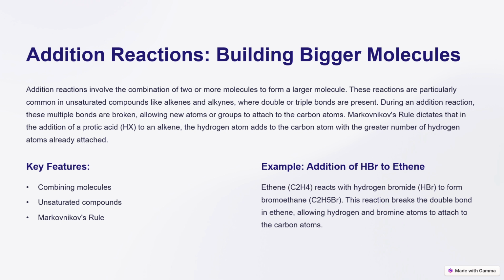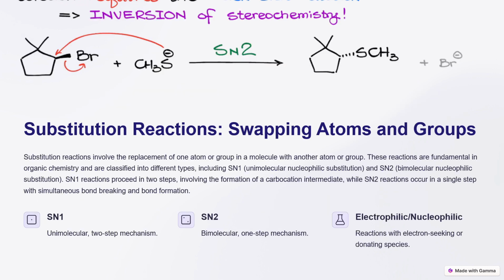For example, the addition of HBr to ethene. Ethene reacts with hydrogen bromide to form bromoethane. This reaction breaks the double bond in ethene, allowing hydrogen and bromine atoms to attach to the carbon atoms.